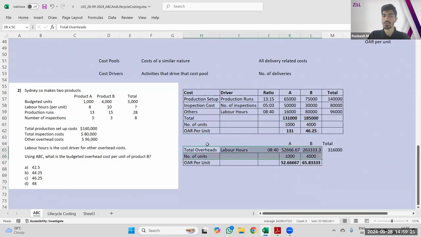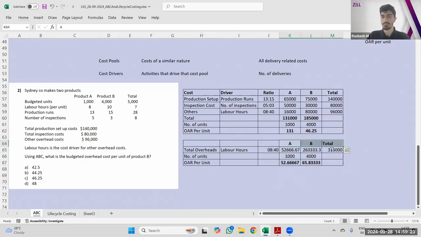And you see how my cost changes. Suddenly A looks very, very cheap and B looks a little bit more expensive. But that's not accurate if you look at the activities.